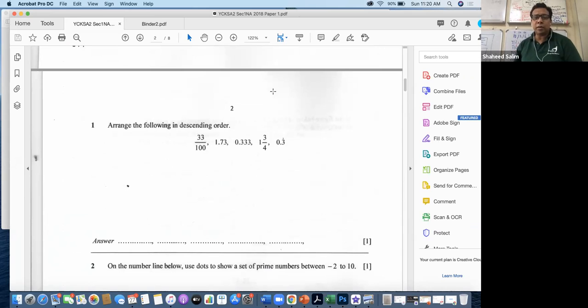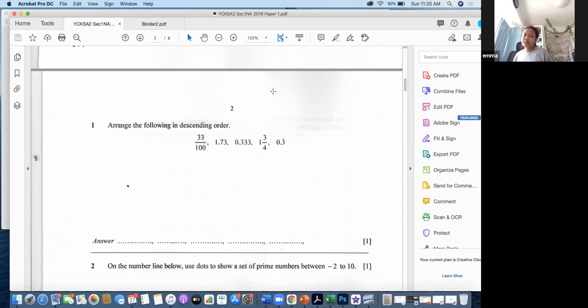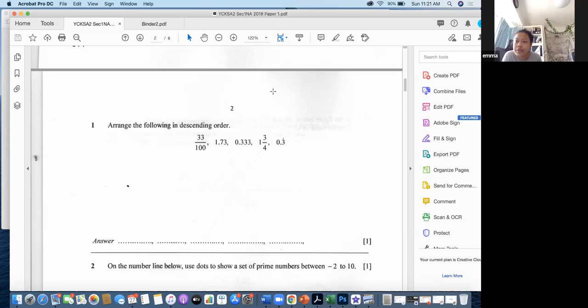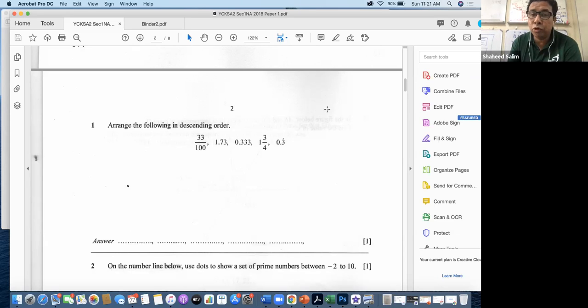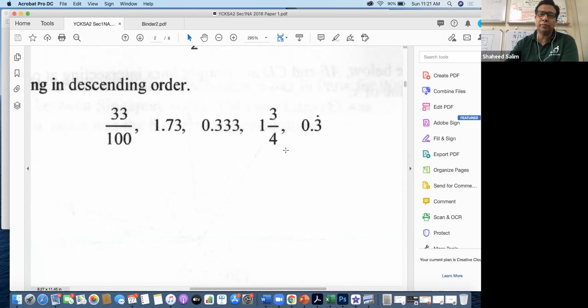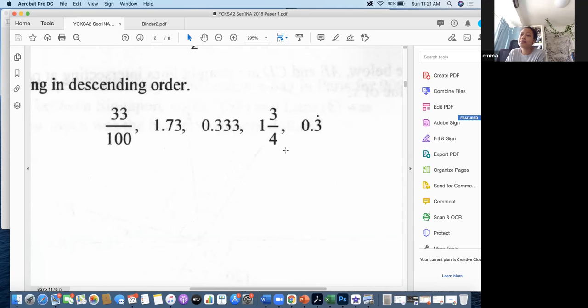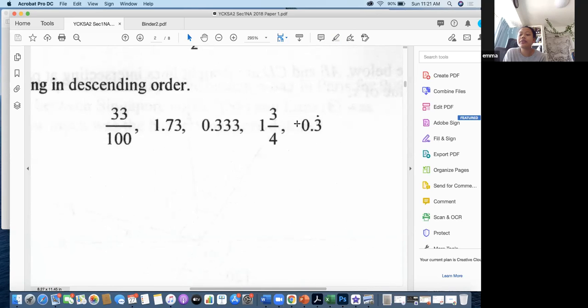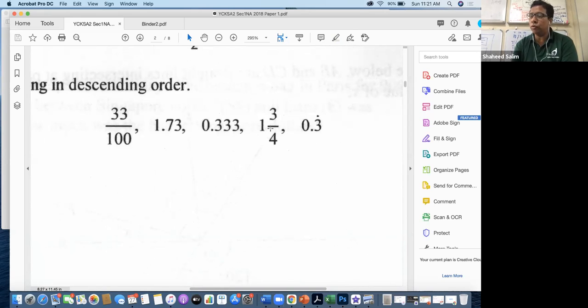All right. So can you do it mentally? Mentally, you tell me now. Which one is first? Which one is the smallest? 0.3. There's a dot down here. What does this dot mean? Okay. Which one is the smallest? What is this as a decimal? 0.33. Good. What is this as a decimal? 3 out of 4. Use your calculator if you need to.